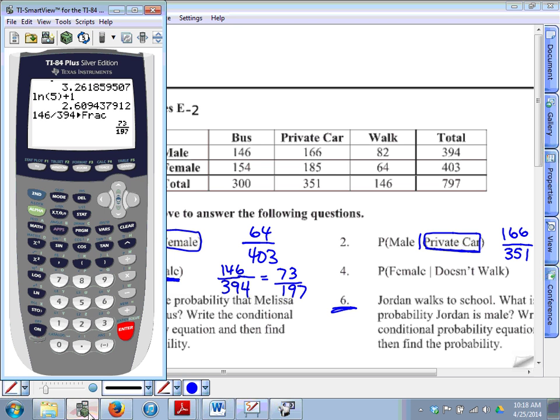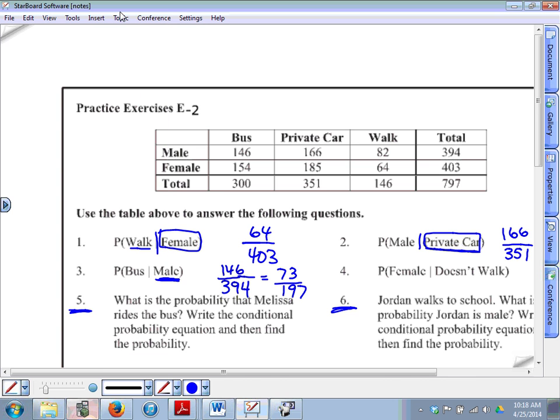146 divided by 394. You see where I got that? On the calculator, the first option is fractions, so you just take math, enter, and simplify. Okay, anyway.